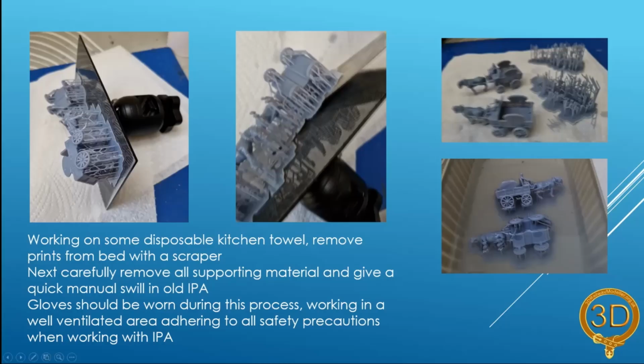The next stage I've got here is a tub the size of an old margarine type tub. I put the two models or other models in IPA, and I give them a swish around with my fingers just to break off some of the loose stuff. I'll come back to that in a moment as to why I do it like that. So you can see that process is very quick.